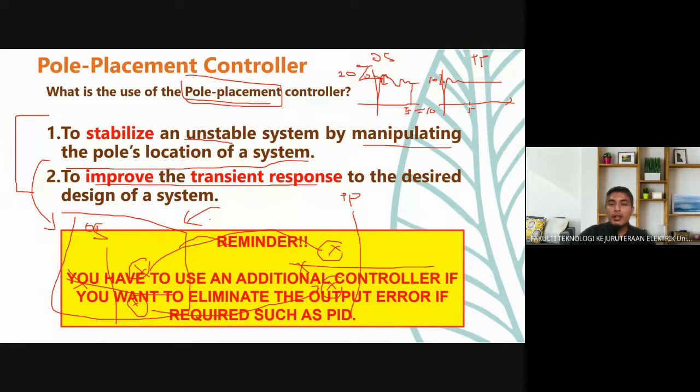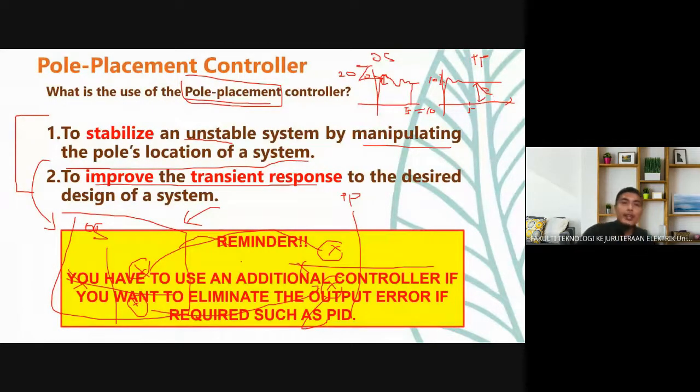So let's say, what is the meaning of this reminder? Where is my pen? Okay. What is the meaning of this reminder? So let's say you have this kind of error. Although you improve the transient response, however, you have this error.